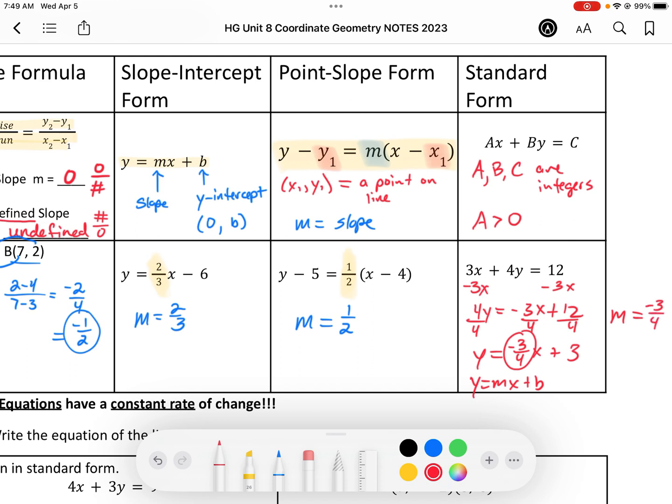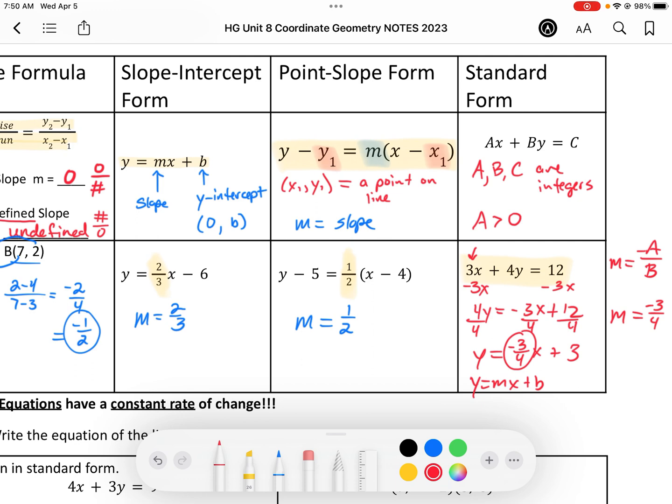Now what you might start to recognize in standard form, what that gives you is actually something you could figure out from that equation. Negative 3 is the opposite of this a value, so your slope when it's in standard form is always negative a over the b value. So the slope from standard form is always just negative a over b.